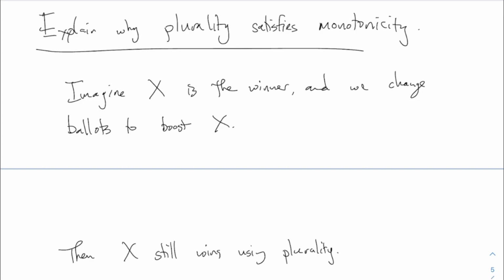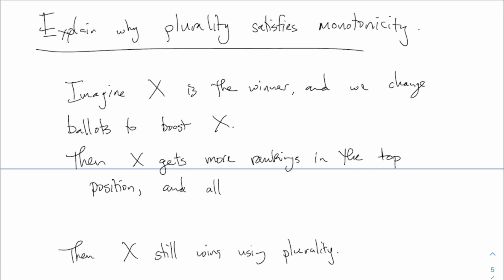So we changed ballots to boost X. Then, my sense is I would fill in the middle. There are many ways you could say this, but it should be something like: then X gets more rankings in the top position and all others stay the same or decrease, right? It's actually not enough to just say X gets even more because, in theory, somebody else could also get even more, but that's not going to happen. When you boost X up in the plurality system, it means X gets more and nobody else gets more. All right, so then X gets more rankings in the top position and all others stay the same or decrease. And that means that X still wins using the plurality. I hope you wrote and thought something like that.